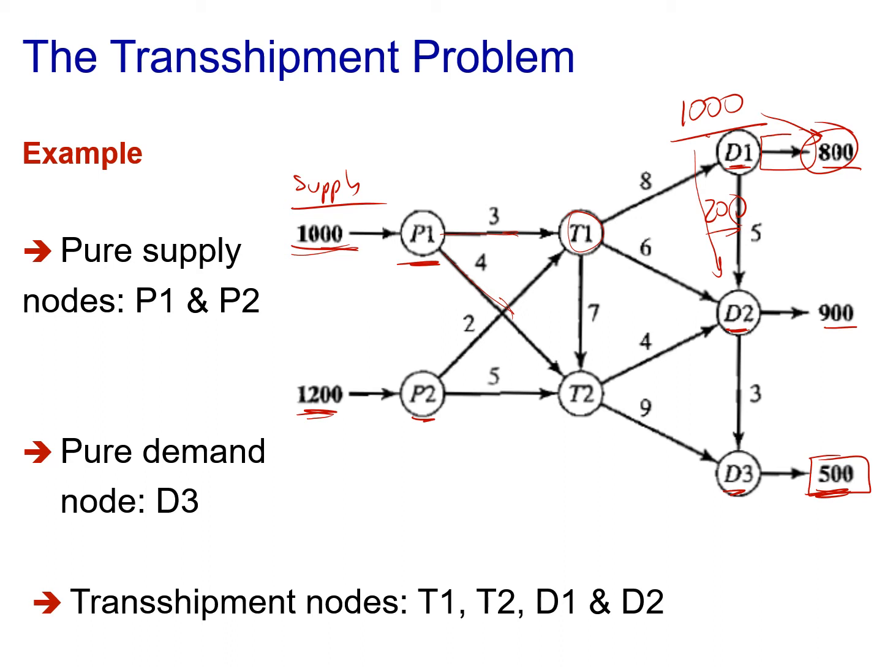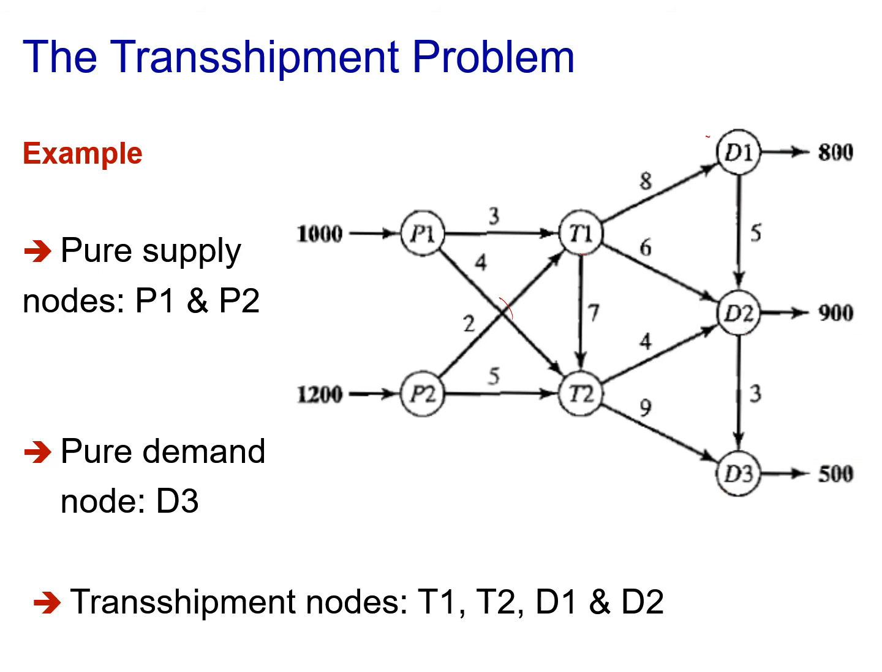Of course, in a question, it could be something like this: T1 also has a supply value of 100. So what does it mean? It has 100 supply, it can receive from supply points, and it can send to other locations. It's also possible. But looking at this figure, we can understand that there are different types of nodes in a transshipment problem. What are these different types?